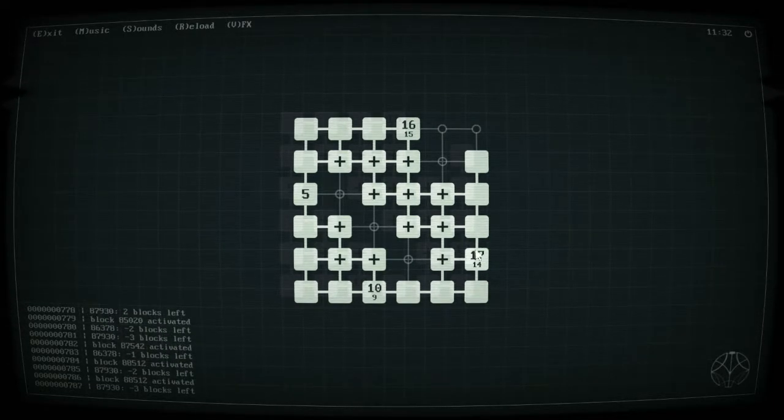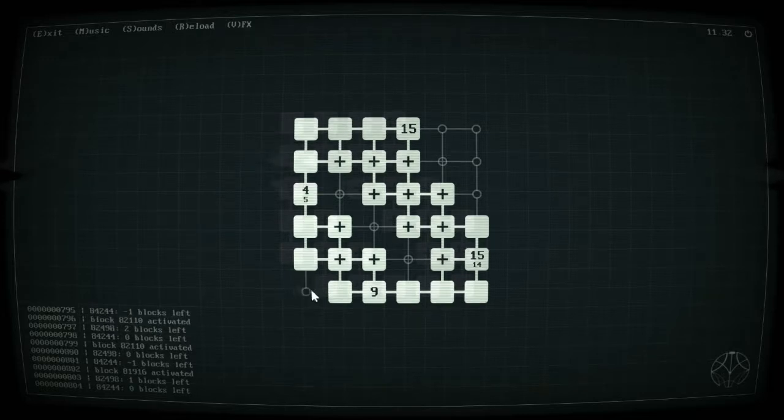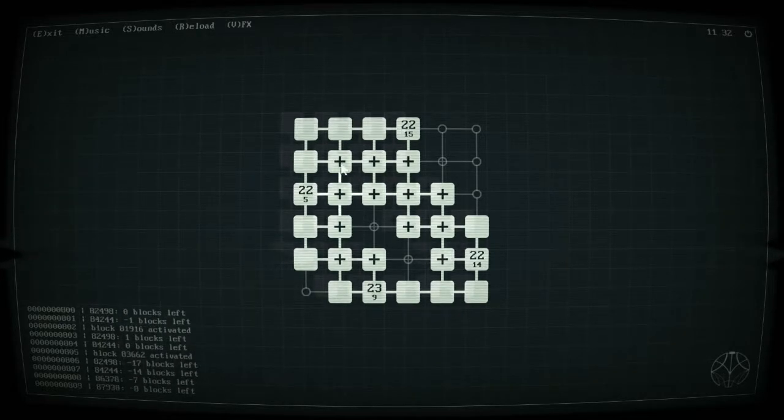I need to take away 3 from this one. And I just need one more. Let's see. Damn, this is hard. I like this one. I'm just not 100% on this one. There's no way in hell. There's no way in hell. Let's see. This said they were all connected, right? Yeah.